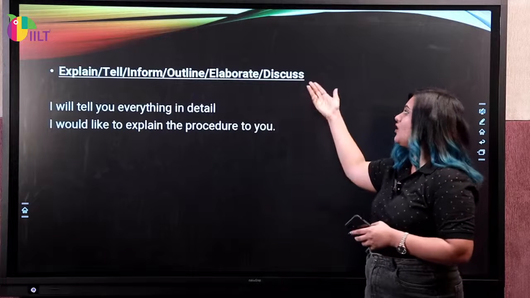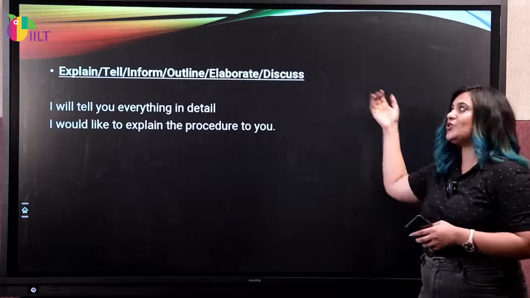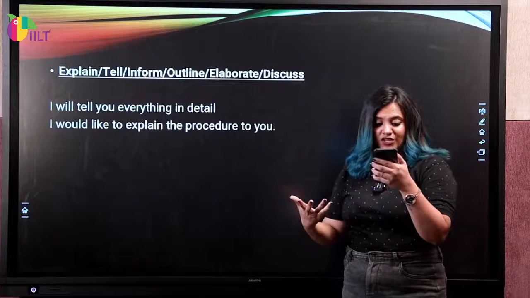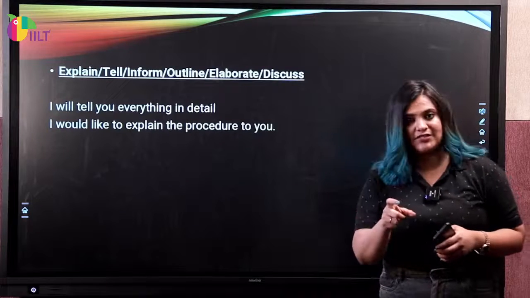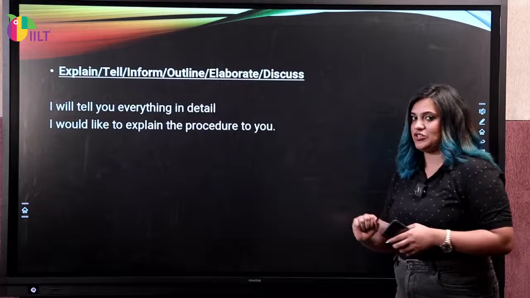So imagine that your task starts with discuss the importance of. Okay, so you can say, I would like to explain the importance of. So this is how you rearrange it and you use it appropriately depending on the context. That is how you can improvise yourself too. So this is also accepted.